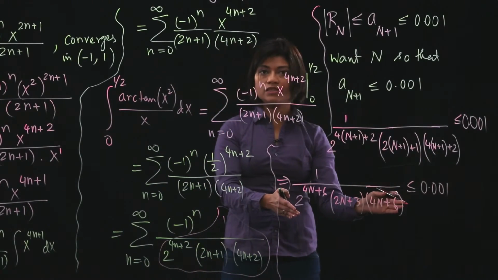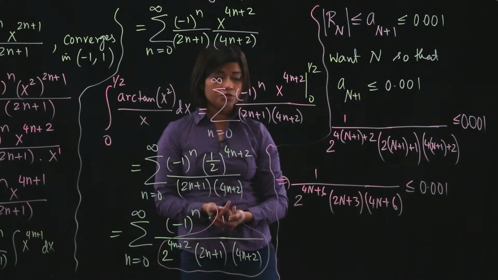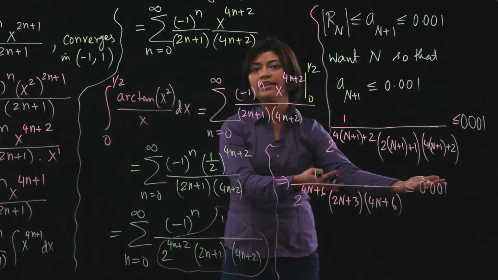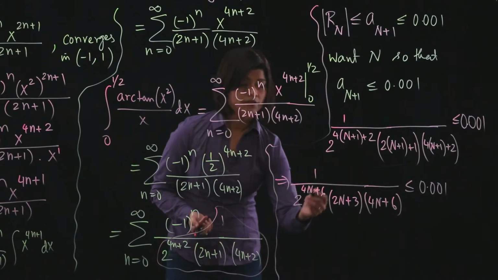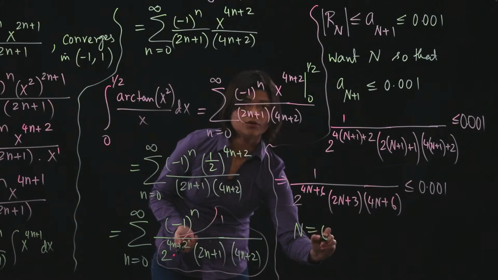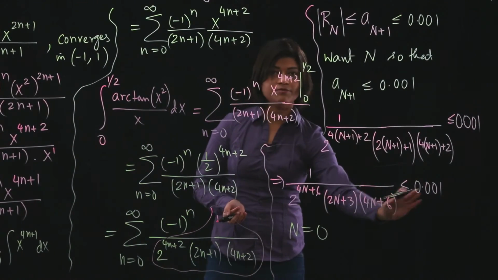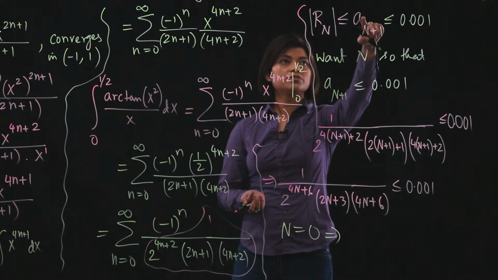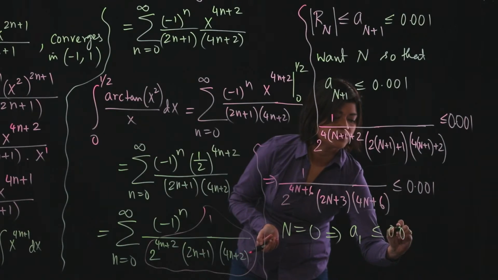Now at this point, it's not easy to directly solve for n. What you have to do is use a trial and error method. So you just plug in some n values in this term and then figure out when you will reach less than 0.001. Now I have done that, and I have figured out that you can get this quantity to be less than 0.001 for n equals 0. What does that mean? If n is 0, look here, this is 0 plus 1. So the term a1 will be less than or equal to 0.001.